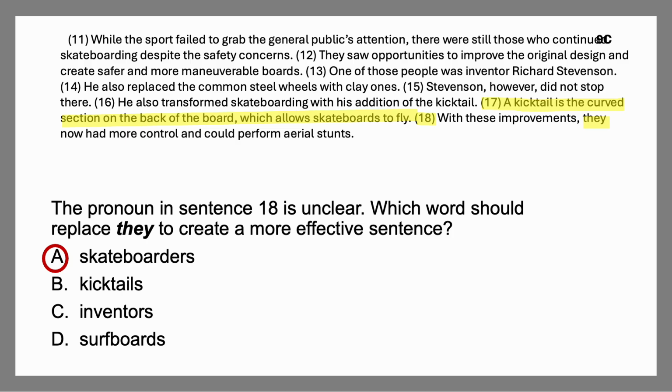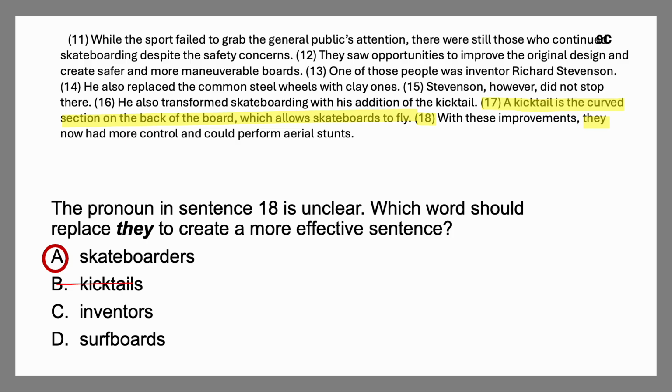Let's just kind of fill in the other ones and see if we are correct. With these improvements, kicktails now had more control and could perform aerial stunts. We know that those kicktails, which are the curved section of the back of the board, don't ride themselves, so that cannot be correct. So I'm going to mark that out.